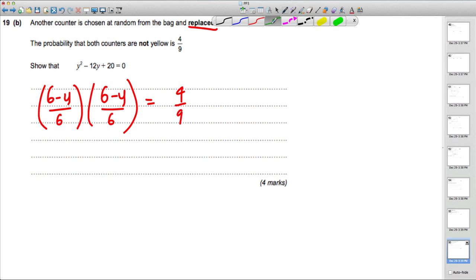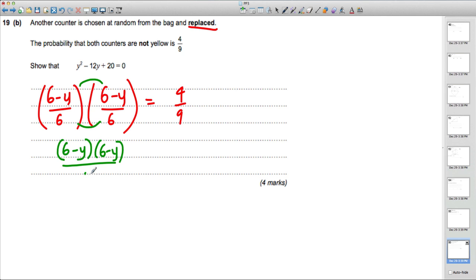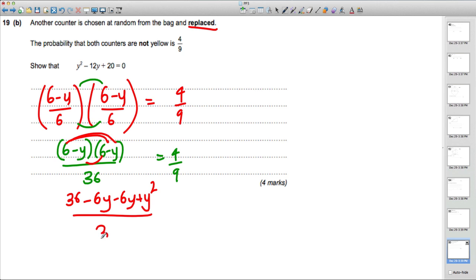Now, let's just multiply this out. If you're multiplying fractions, multiply top by top, bottom by bottom. So you would have on top 6 minus y, 6 minus y, all over 36 is equal to 4/9. Okay, what we might do then is multiply the top out. 6 times 6 is 36. 6 times negative y is minus 6y. Minus y times 6 is minus 6y. And minus y times minus y is plus y squared. All over 36 is equal to 4/9.